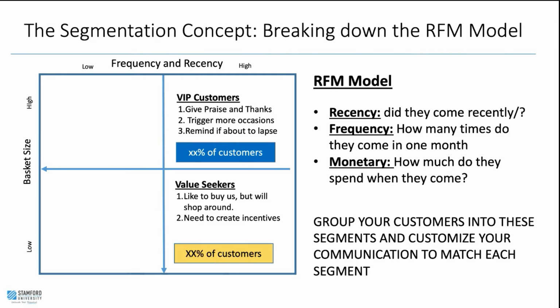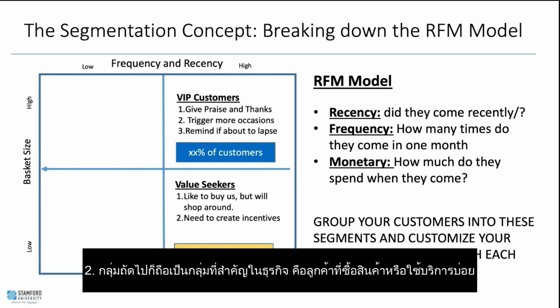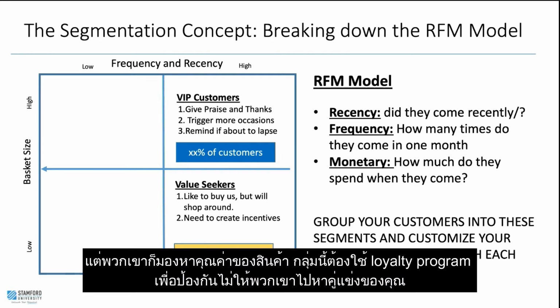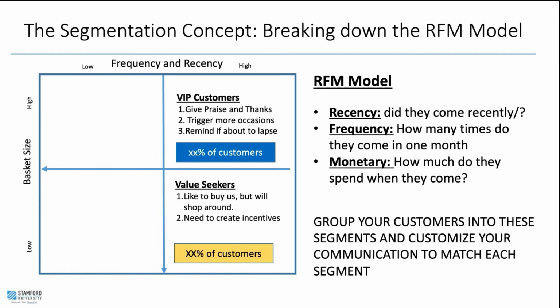The next group is also a big part of your business, as they also come frequently. However, they don't purchase as much. I like to call this group value seekers, on smaller budgets or just smaller groups of people. This group, they need a loyalty program and incentive to keep them from going to your competitors. So this group in particular needs a loyalty program.